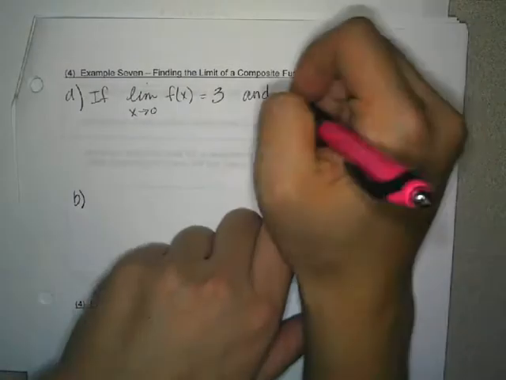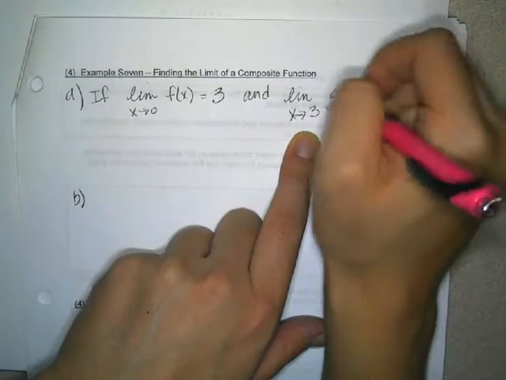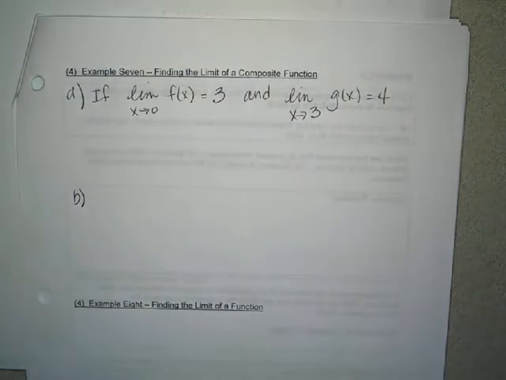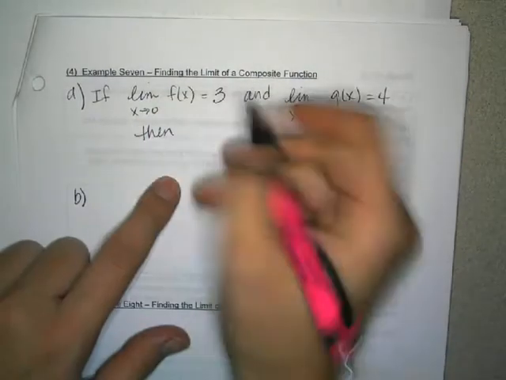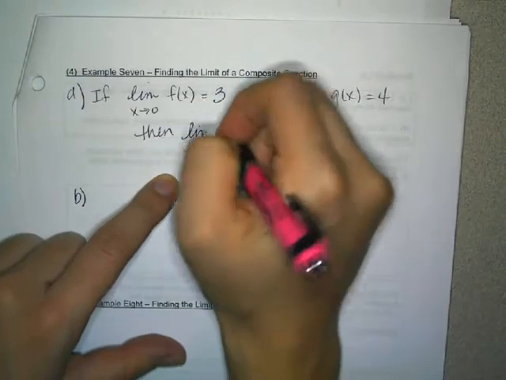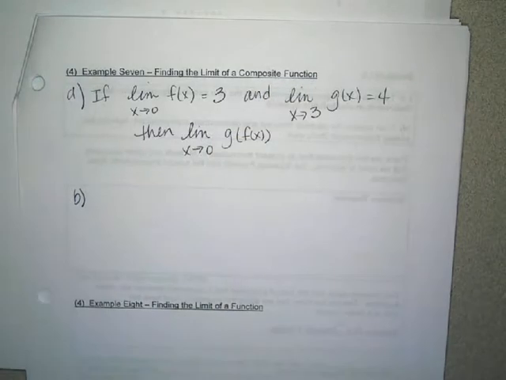And the limit as x approaches 3 of a whole different function is 4. Okay, so they're saying, okay, these 2 limit statements are true. Do I know what f of x is? Like, do I know what the function is? Nope. Do I know what g of x is? Nope. Okay. But based on those 2 limit statements, I'm supposed to figure out what the limit as x approaches 0 of g of f of x is.